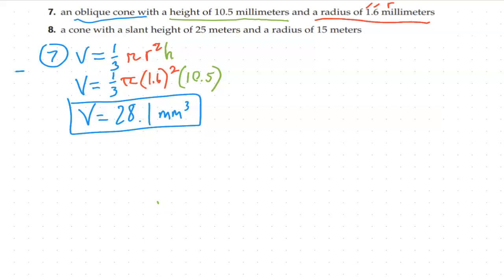All right, on to number 8. A cone with a slant height of 25 meters and a radius of 15 meters. So they're giving us a slant height and the radius. Now, slant height is not the height. That's actually something that we needed for surface area, but we don't actually need for volume. So they gave us the slant height and the radius, but we need the height.